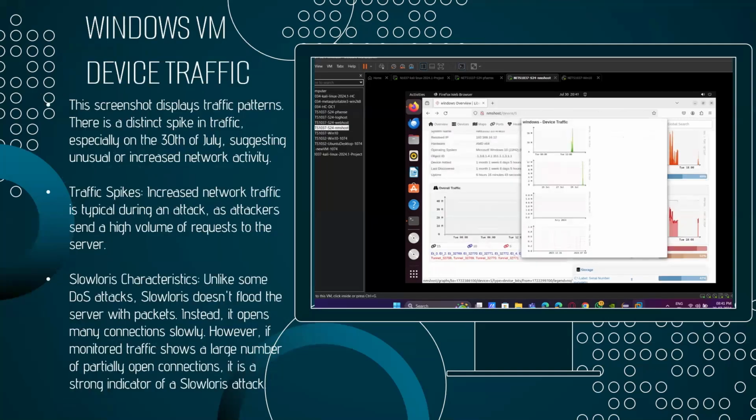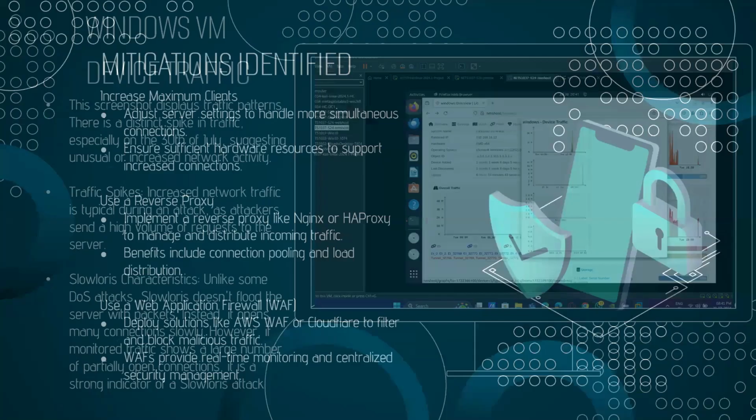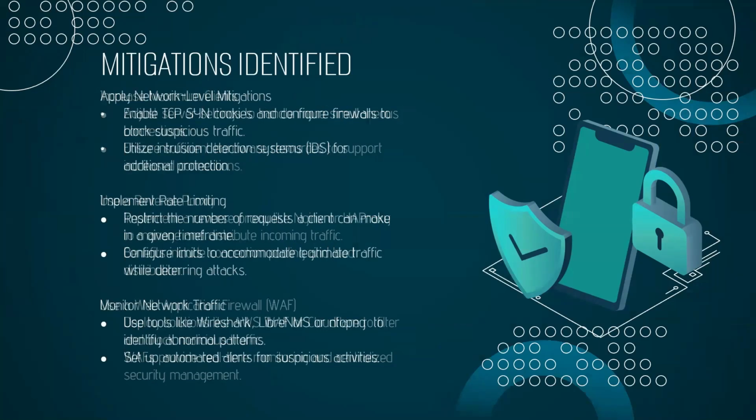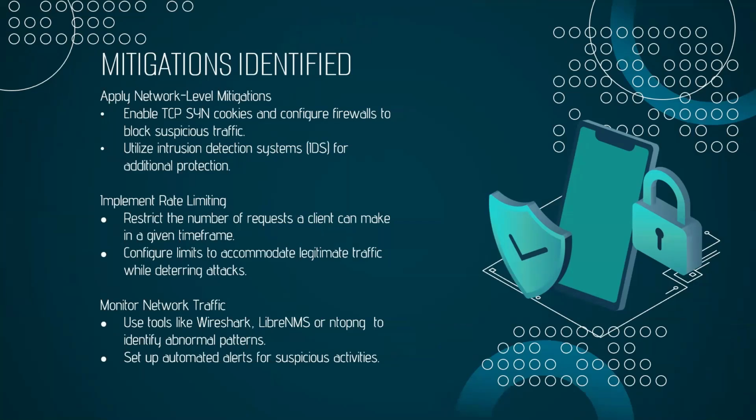To prevent and/or mitigate such attacks, several measures can be taken. Increasing the maximum number of clients or using a reverse proxy and deploying a web application firewall are effective strategies. At the network level, enabling TCP SYN cookies and configuring firewalls can help block suspicious traffic.